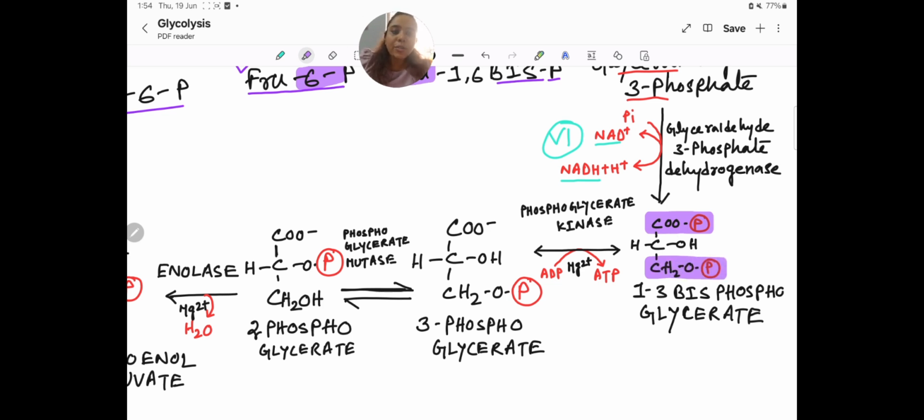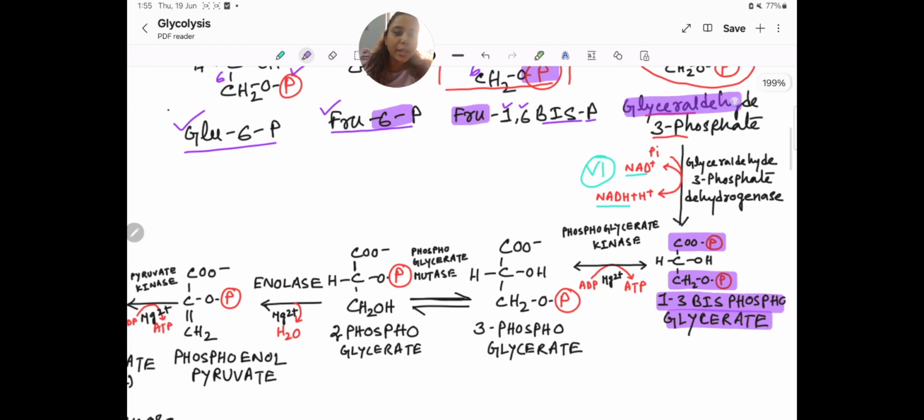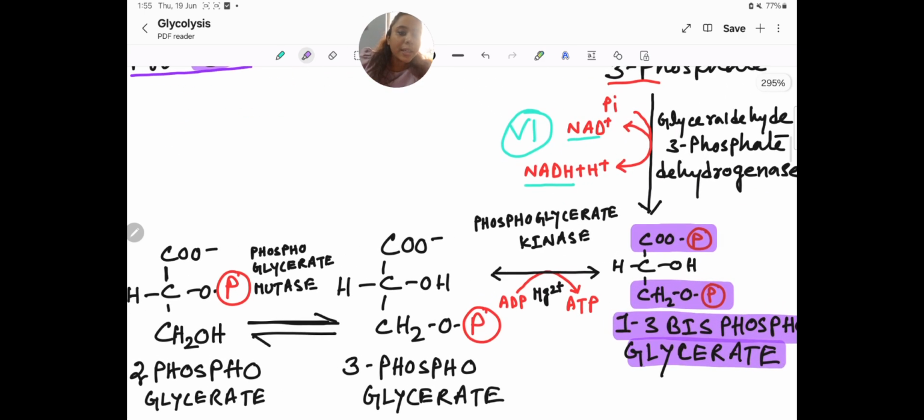So with glyceraldehyde 3-phosphate, the modification is 1 extra phosphate added to its first carbon. That is why it is named 1,3-bisphosphoglycerate, and the enzyme acts on the glyceraldehyde. So the enzyme is named glyceraldehyde 3-phosphate dehydrogenase.